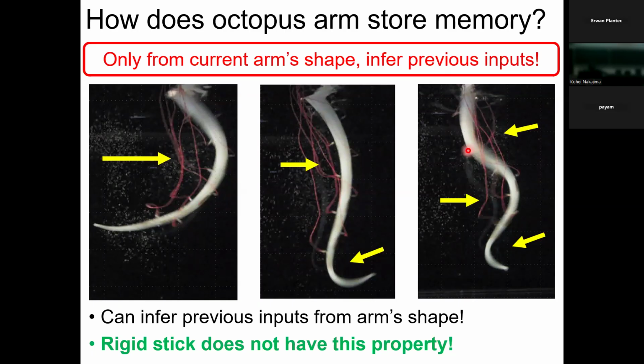And this is a very special property. For these soft robots, if you have some kind of rigid body, then this kind of memory does not happen, right? It doesn't bend like this. So there's a very special way to store memory in the body. That's an interesting point.